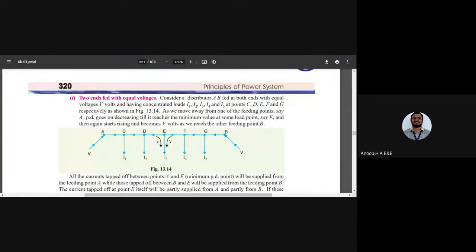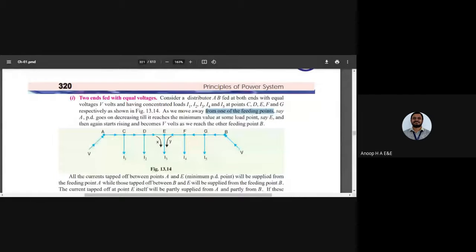Okay, so as we move away from one of the feeding points, what are the feeding points here? Point A and point B, because it is fed at both ends with equal voltages. If I move from B, I need to take a reference as B, or if I move from A, I need to take a reference as A, whatever the voltage that I feed to that point.